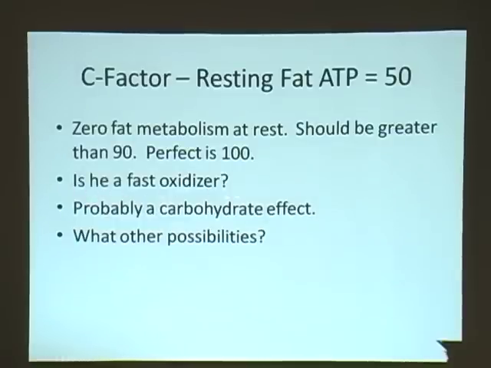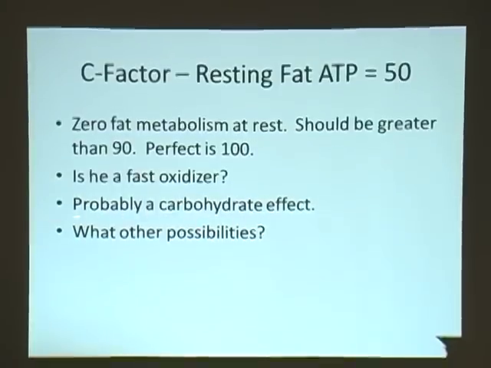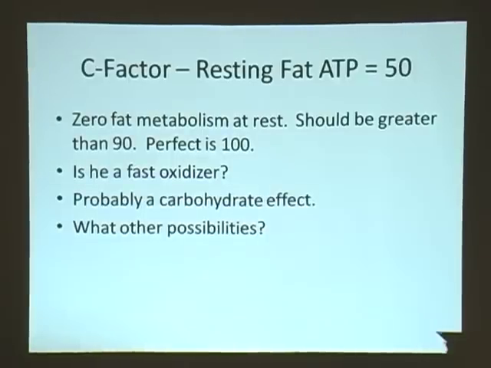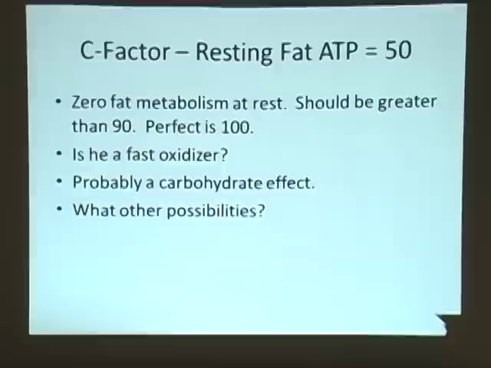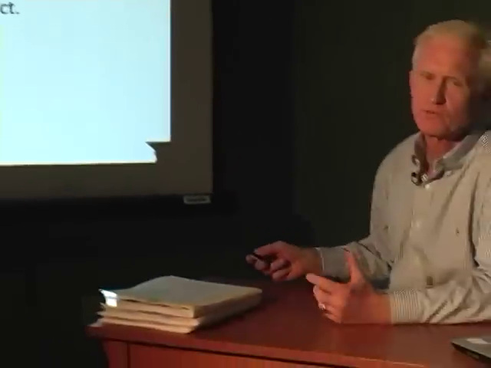We already kind of dealt with this. Is he a fast oxidizer? No, he's not. How do we know? Because his EQ is low and because he's gaining weight. Again, the fast oxidizers are the string bean types. This guy's more of a mesomorphic type. So this is probably a carbohydrate effect. What other possibilities could there be? We already talked about those. Could be that he doesn't have enough thyroid, doesn't have enough adrenal, but we ruled that out by knowing that his M factor, his resting metabolism, is okay. So we're pretty much sure that the big problem this guy has is with eating excessive amounts of carbohydrate.